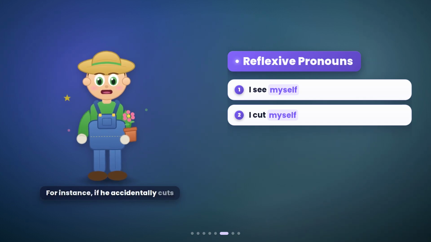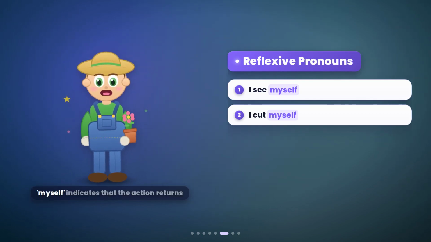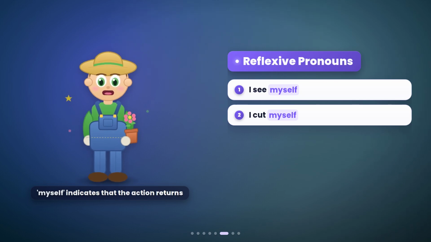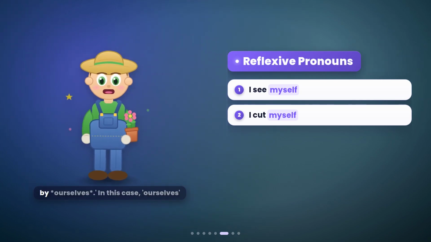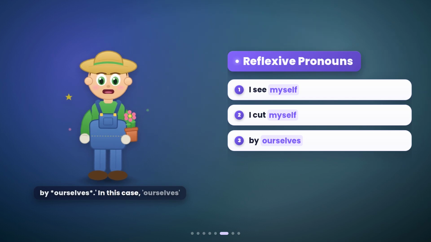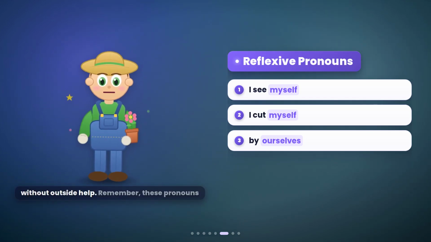For instance, if he accidentally cuts his finger while cooking, he might say, "I cut myself." Notice how myself indicates that the action returns to the person doing it. Now, if we consider a group, they might say, "We prepared the meal by ourselves." In this case, ourselves shows that they did the work without outside help.